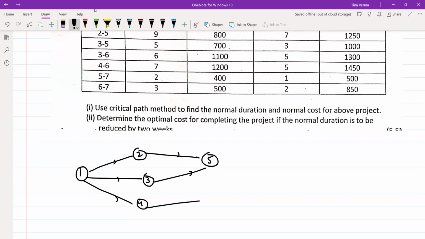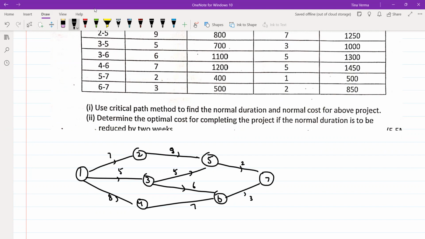You have been given the activity from 4 to 6, and also the activity from 3 to 6, and 5 to 7, and 6 to 7. So the cost here was given as 7. This was 5. The normal days, that is 8, 9. This is 5. And this is coming out to be 6. This is 7, 3, 2.